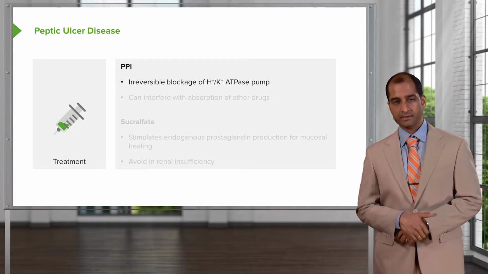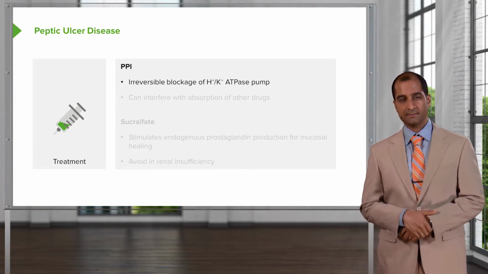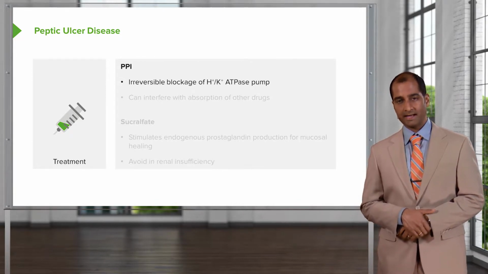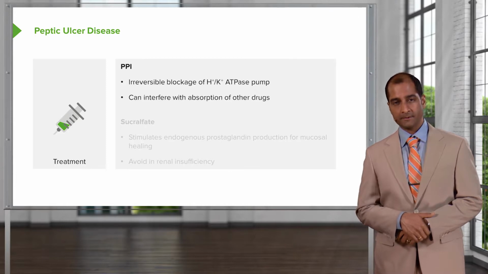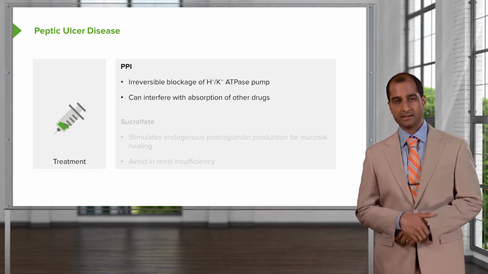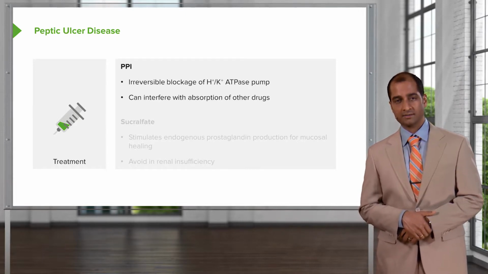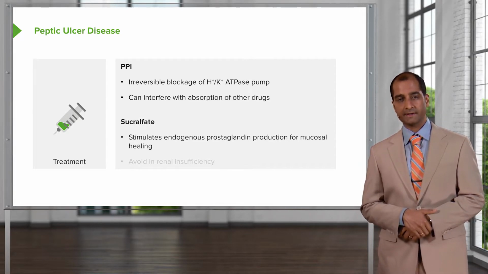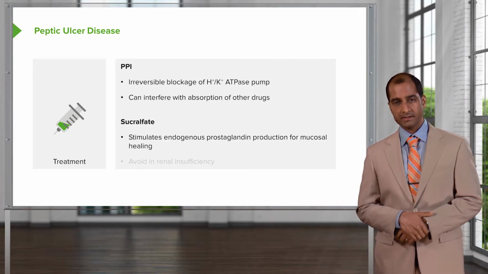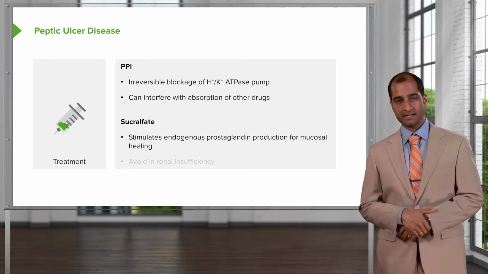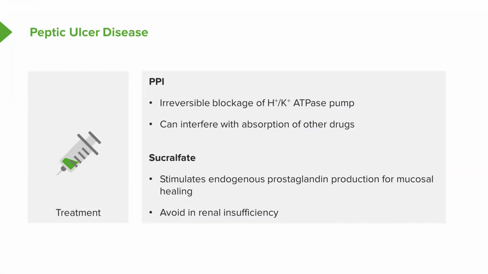Proton pump inhibitors are extremely effective in decreasing the amount of hydrogen that you're pumping into the stomach, through irreversible blockade of your hydrogen potassium pump. However, if you are using this, keep in mind that because you're decreasing acidity within the stomach, you might cause interference with absorption of other drugs. Drug-drug interactions become incredibly important here. Sucralfate stimulates endogenous prostaglandin production so that it helps protect the lining of the stomach. Avoid it in renal insufficiency, and that's a big deal.